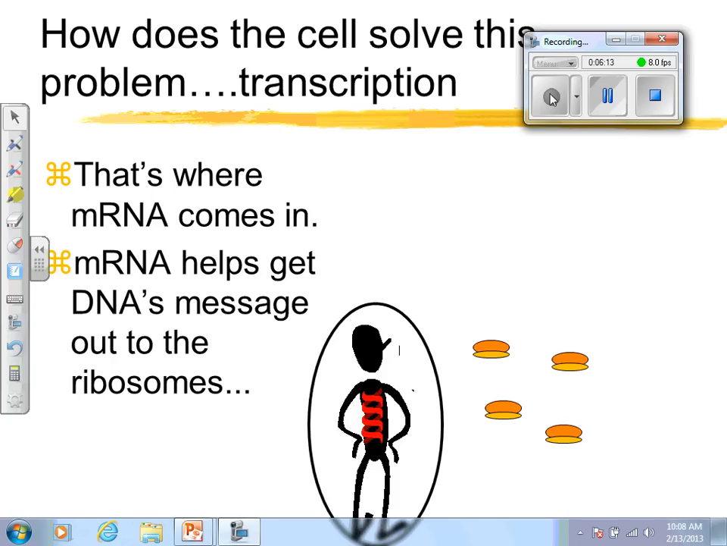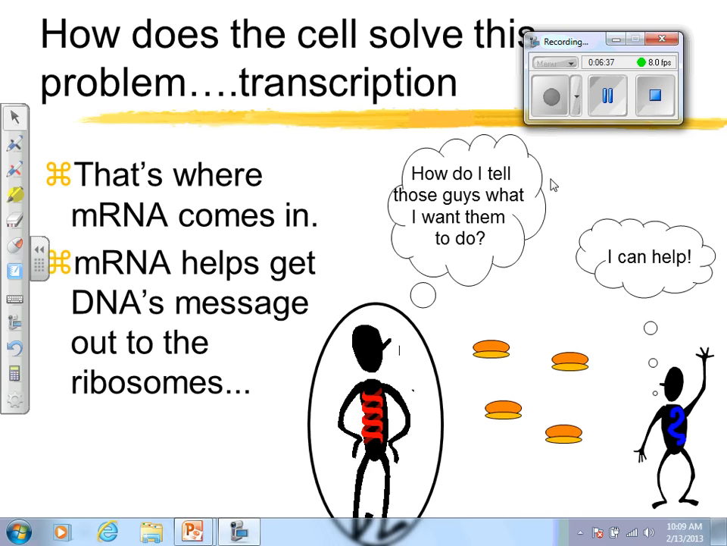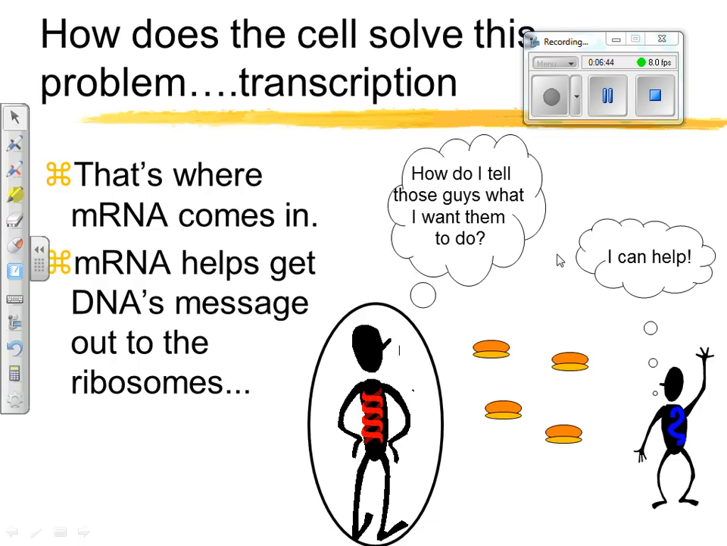So how does the cell solve this problem? It's called transcription again. That's where mRNA comes in. mRNA stands for messenger RNA, and it helps get DNA's message out to the ribosomes. So DNA says, how do I tell those guys what I want them to do? And here's messenger RNA saying, I can help.